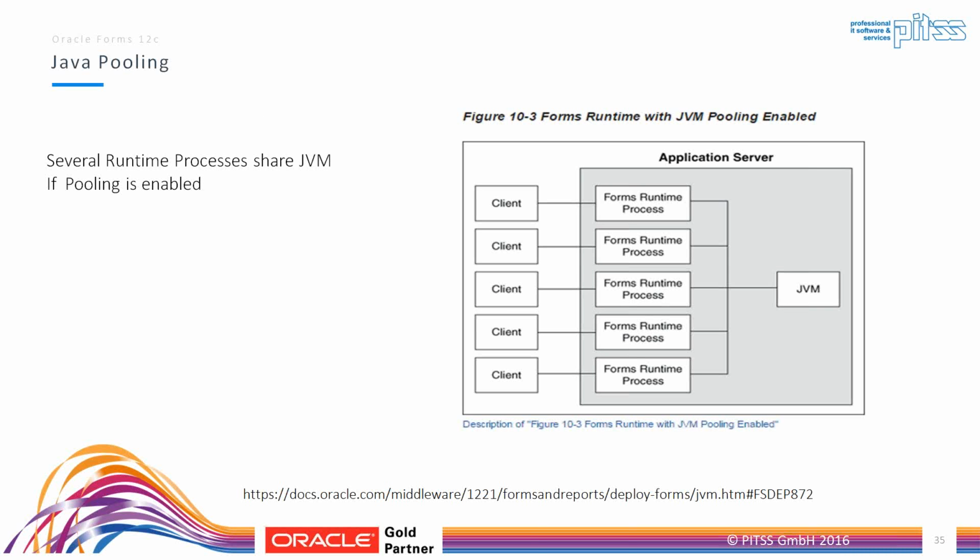So several runtime processes share JVMs if pooling is enabled. It could look like that. So we have now only one virtual machine running. We have some Forms runtime processes, and they share one. So it's actually clear there is less memory usage.